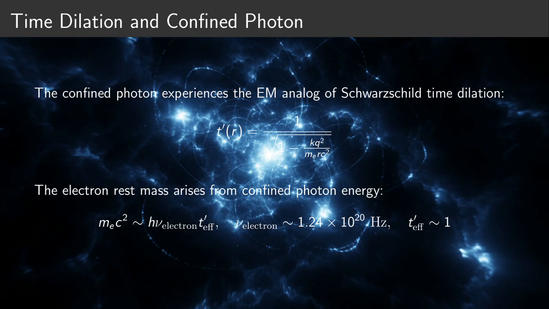Time dilation and confined photon. The confined photon experiences an electromagnetic analog of Schwarzschild time dilation. As it approaches the inner radius, time dilation increases significantly. The electron's rest mass emerges from the photon's energy, modified by this effective time dilation. The characteristic frequency of this photon is on the order of 10 to the 20th Hertz. The effective time dilation factor remains near unity when averaged over the orbit.